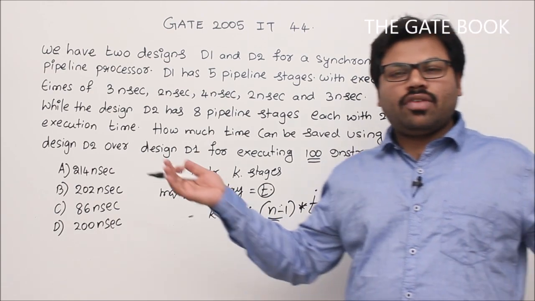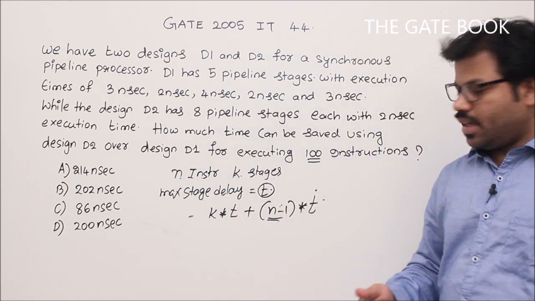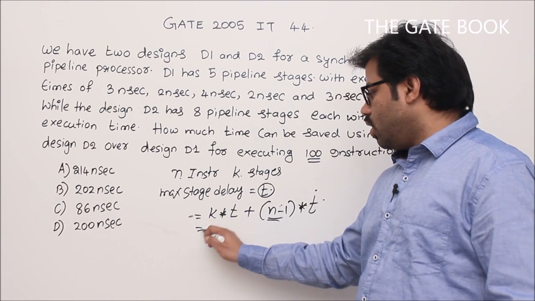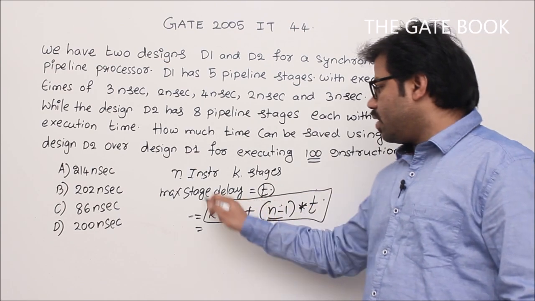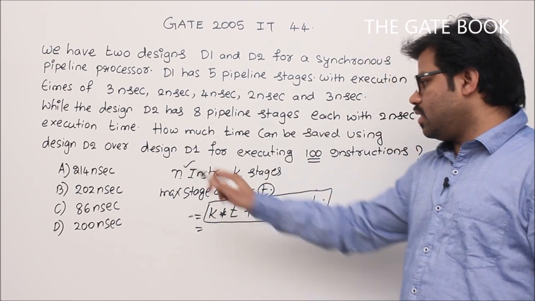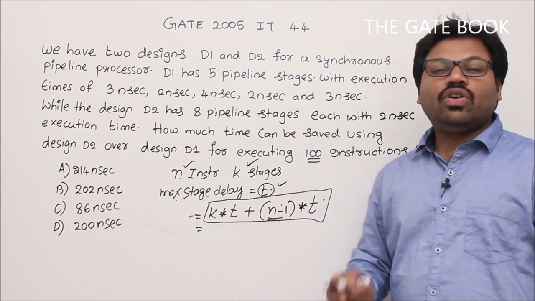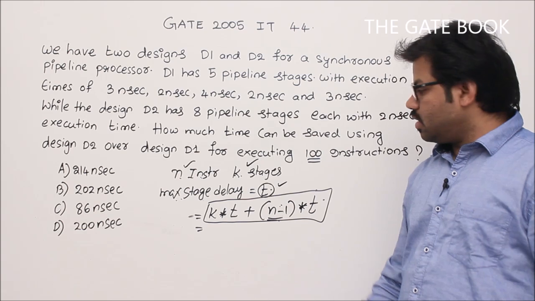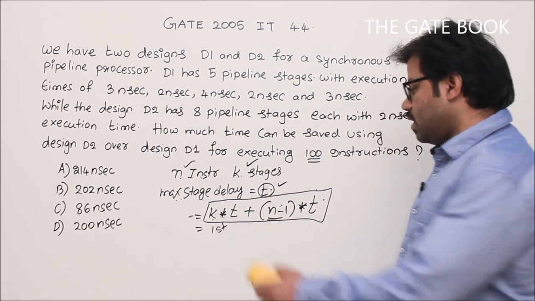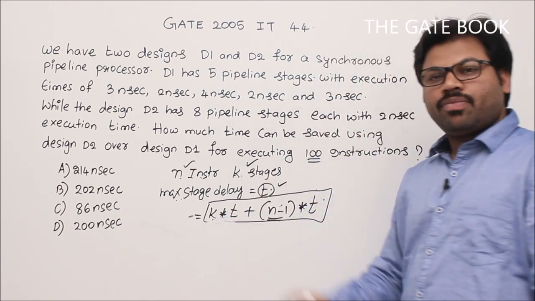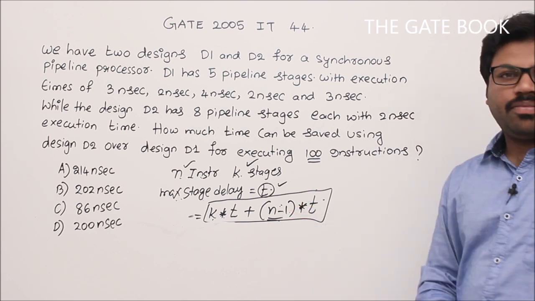Obviously when the number of stages is increased, maybe the delay of each stage will be reduced, right? So that's an indirect reason, of course, but we don't bother about that. So finally this is the formula for total execution time. Remember, when you have n instructions, k stages, and maximum stage delay t, the total execution time for n instructions is k into t, which is the execution delay for the first instruction especially, plus the remaining n minus 1 instructions, which will go through only one stage delay, which is t, right?